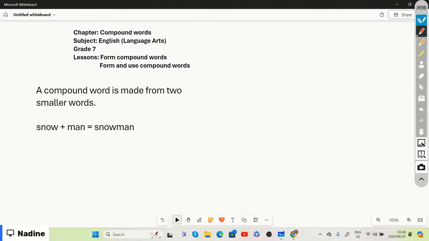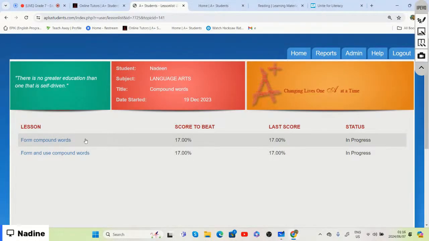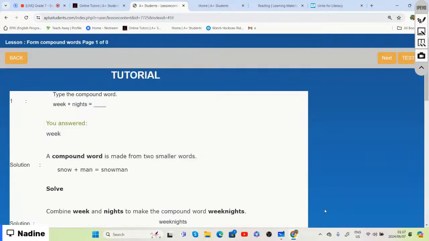So we're going to aplusstudents.ca. All right, so we're on aplusstudents.ca. Our chapter is compound words. And now we're going to the first lesson, which is to form compound words.